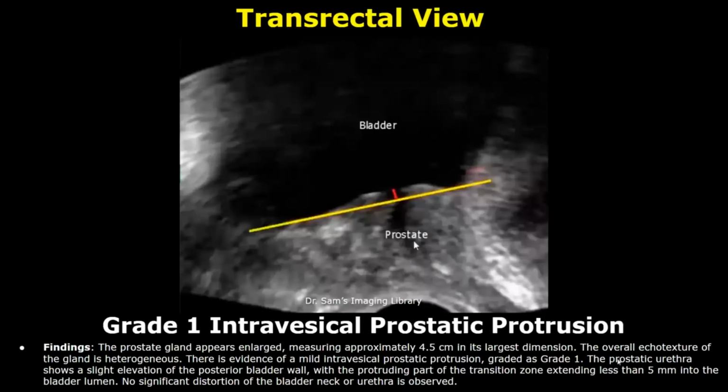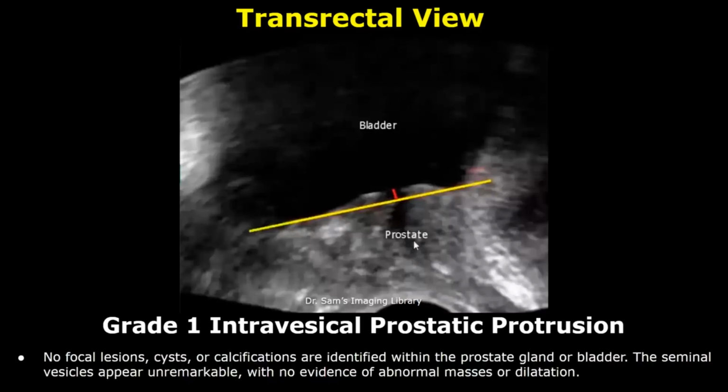The prostatic urethra shows a slight elevation of the posterior bladder wall, with the protruding part of the transition zone extending less than 5 millimeters into the bladder lumen. Then you can write about any focal lesions, cysts, or calcifications that are identified, and then you can write about the seminal vesicles.